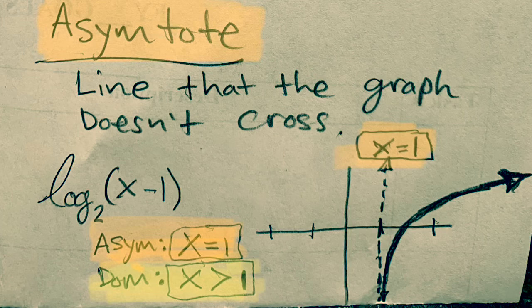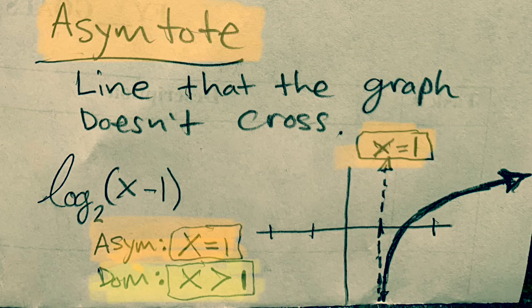So notice the domain, which here is x can be any value that is bigger than 1, the domain is very closely related to the asymptote. It's just that the asymptote is x equals 1, or the opposite sign of the number that's in the input. And the domain is just x being greater than the opposite sign of that number. And so that's asymptote and that's domain.